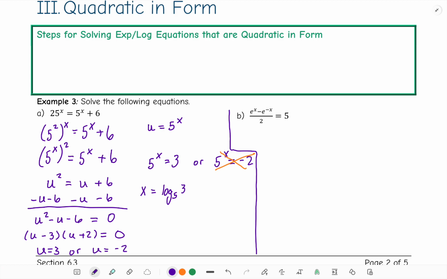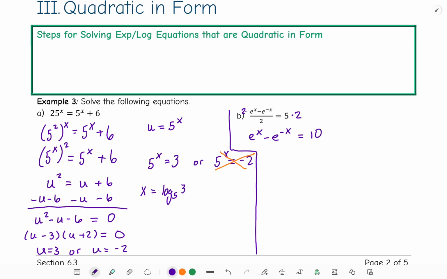Now, part B is a little tricky because it doesn't actually look quadratic in form at first, because e to the x is not the square of e to the -x or vice versa. So what we're going to do, though, whenever you have something like this, is some manipulation. So that gives me e to the x minus e to the -x equals 10.